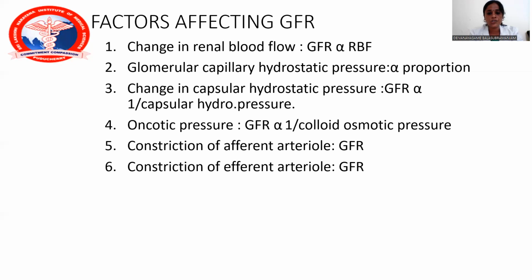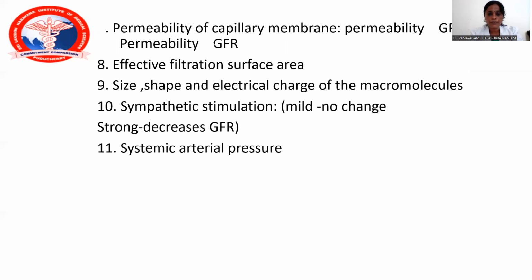And next one is the constriction of afferent arteriole. Whenever there is a constriction of the afferent arteriole, GFR decreases, so it is also inverse. Afferent arteriole constriction causes a decrease in GFR, whereas constriction of the efferent arteriole causes an increase in the GFR. And next one is the permeability of the capillary membrane. Whenever the permeability of the capillary membrane increases, GFR increases, whereas when it decreases, GFR decreases.